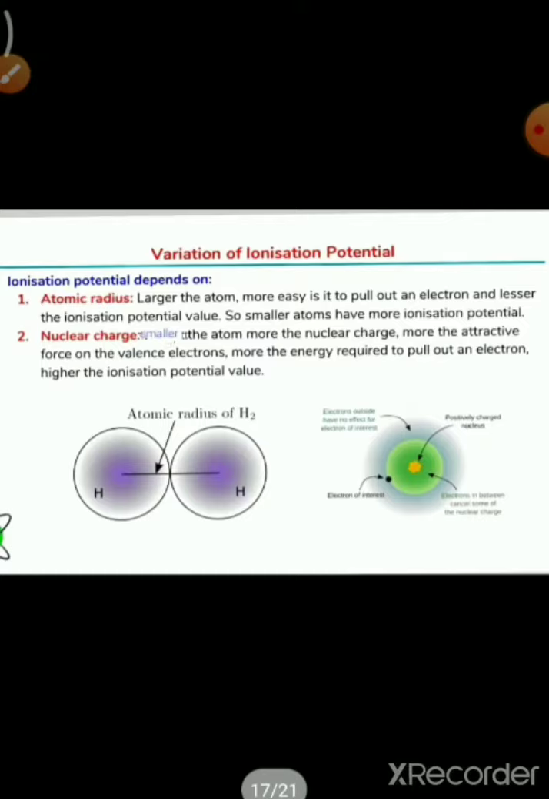Okay, do you understand, students? Yes. So like this way, your atomic radius and nuclear charge affect the ionization potential. So we can say ionization potential depends upon the atomic radius and nuclear charge.